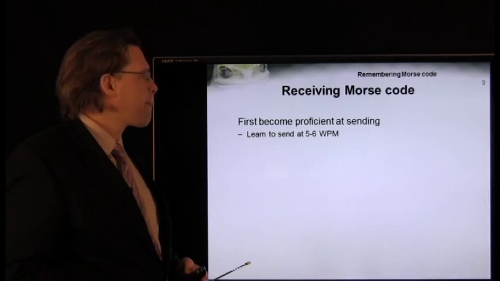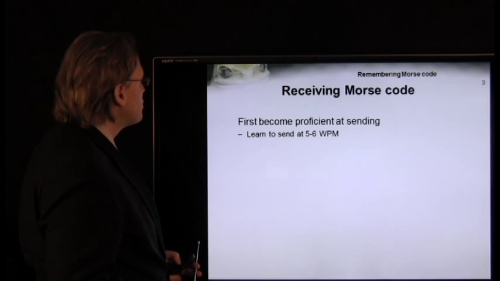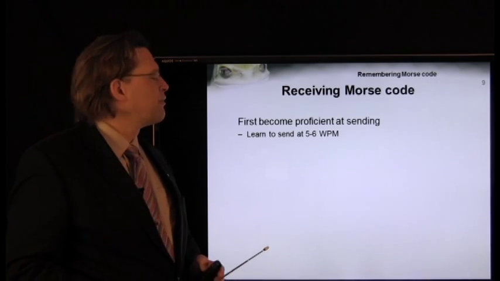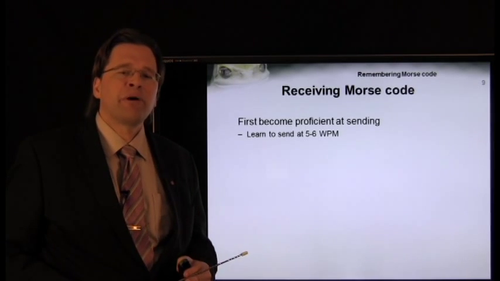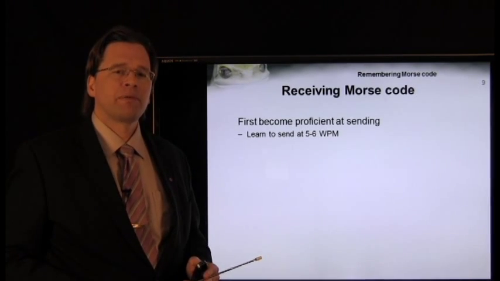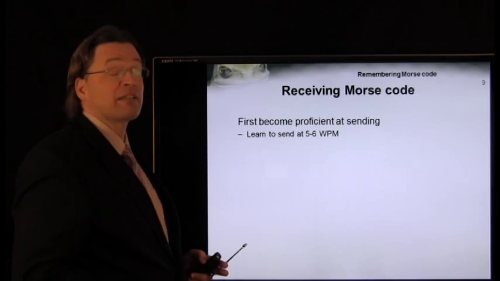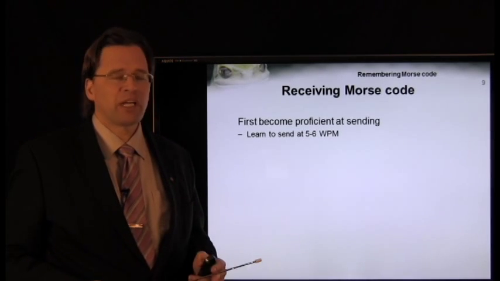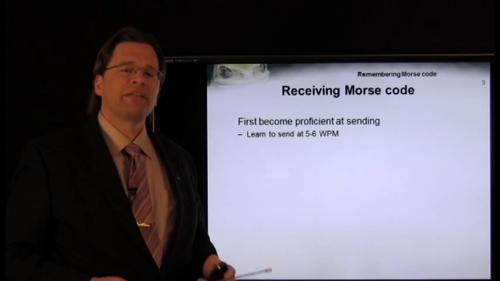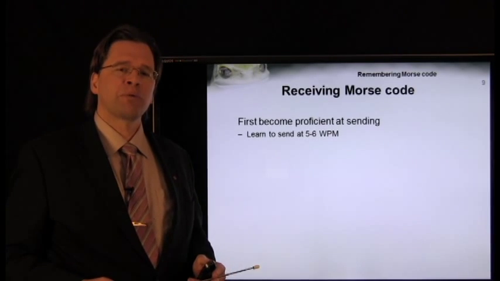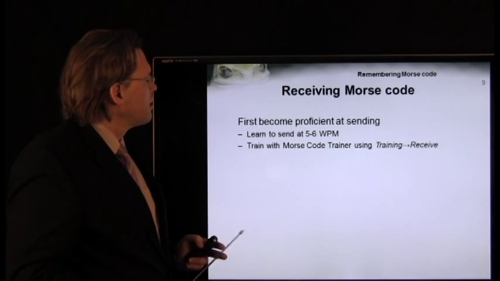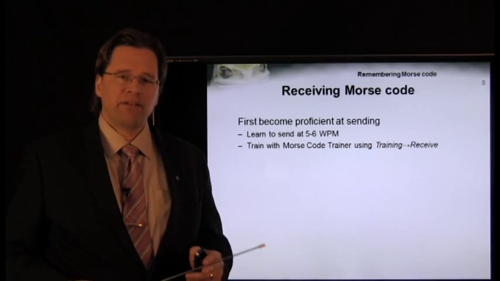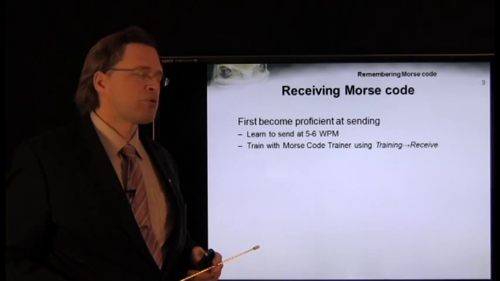To learn to receive Morse code proficiently, you must first become proficient at sending. Learn to send at about 5 to 6 words per minute. After about a week of practice in the evenings, not much actually, I was able to, with my technique, get up to about 8 words per minute. After this, you can use the Morse Code Trainer by using the training receiving aspect of the training program.